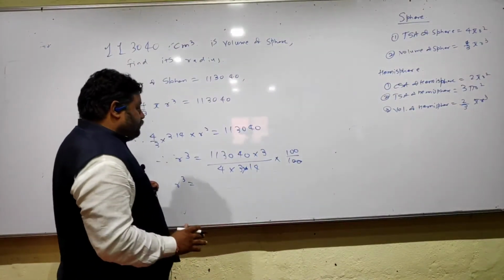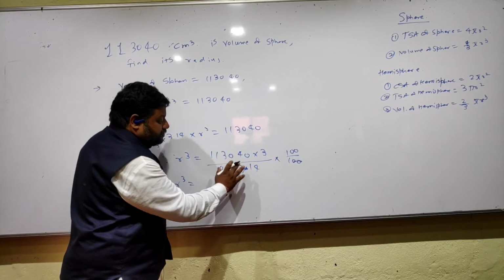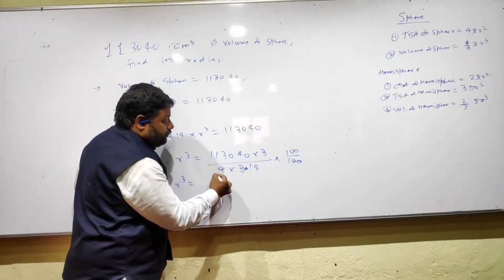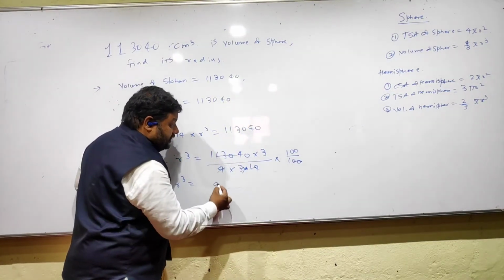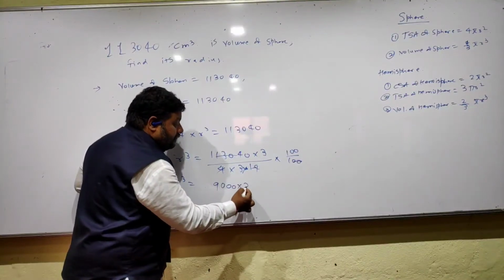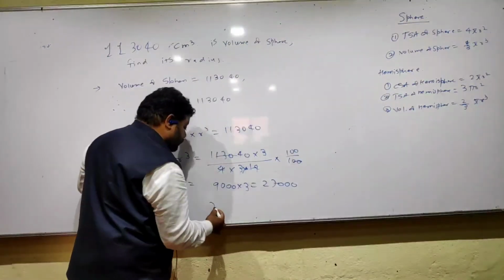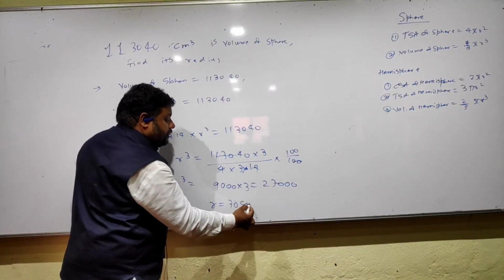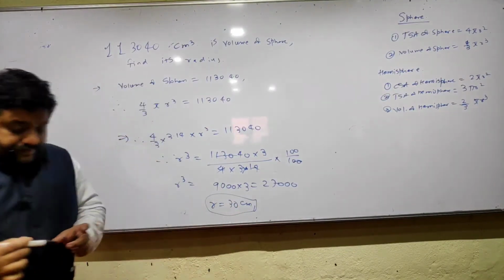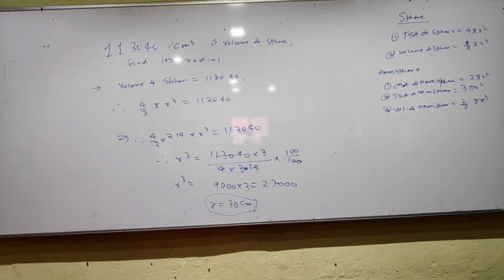Once you solve 113040 divided by 4 into 314, it is 9000 multiplied by 3 using that 100. So it will become 27,000 and then R will become 30 centimeter. Yes, make a video, pause and write it down.